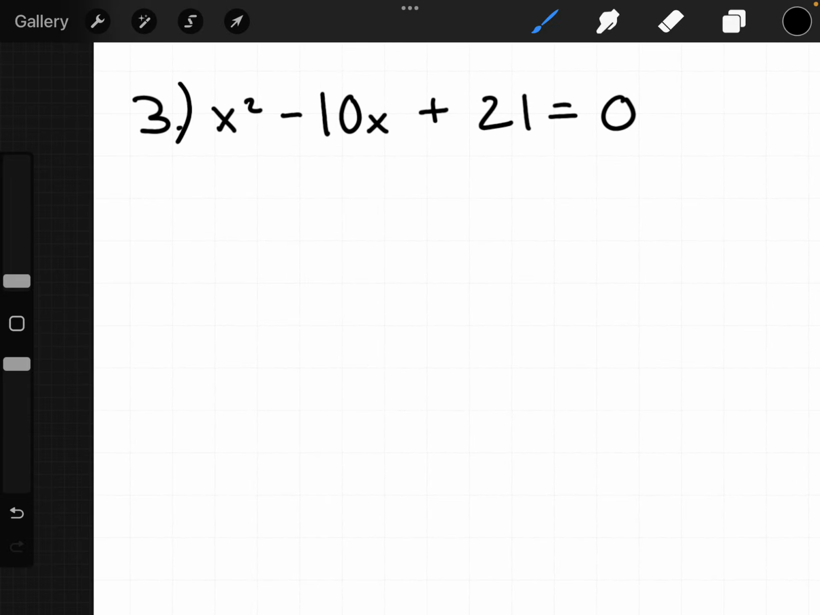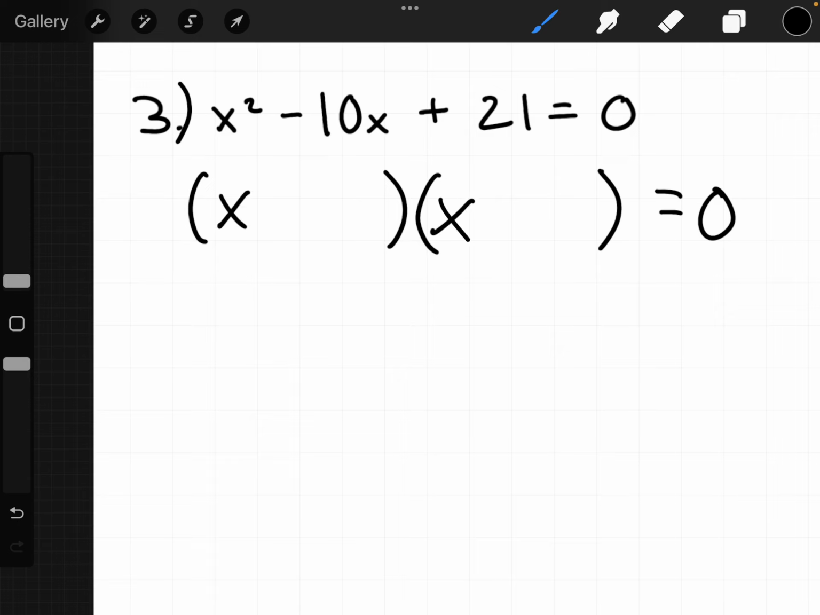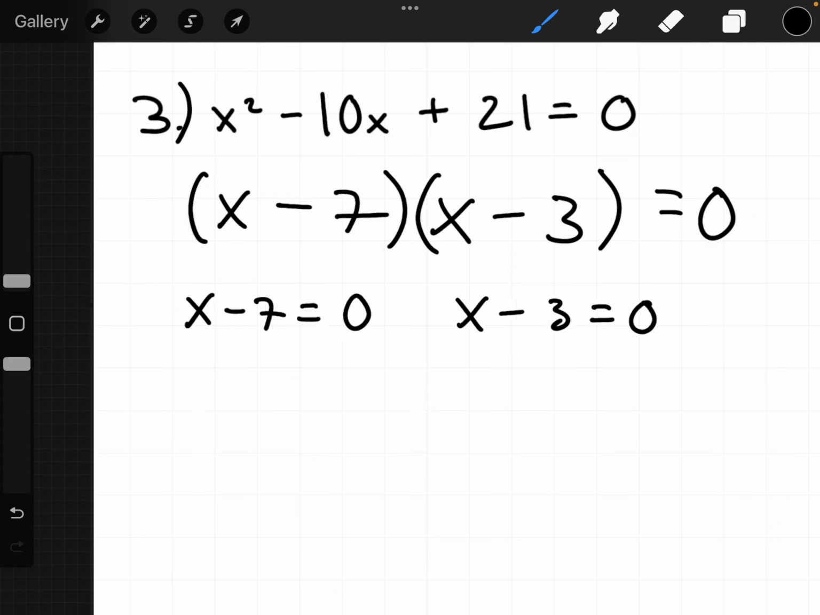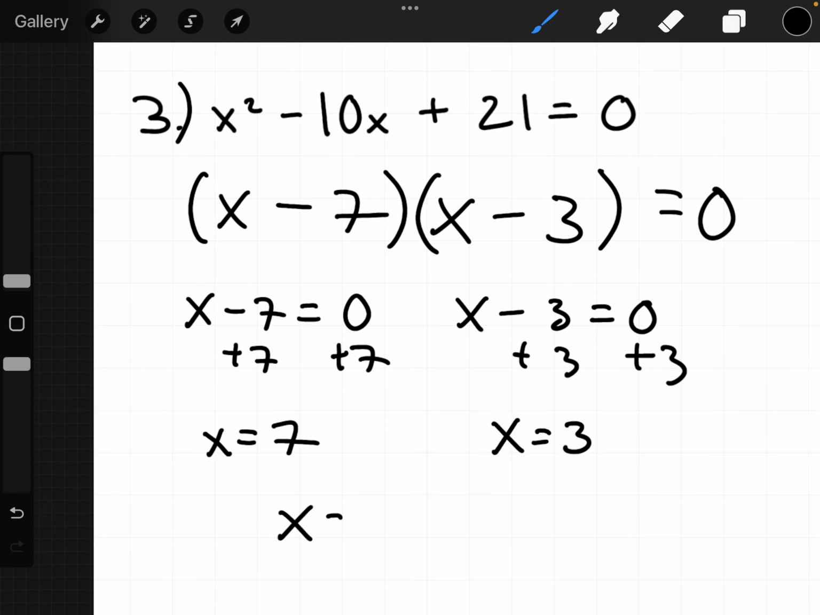Now for example 3, when we have 3 terms, we're going to factor like normal with 2 sets of parentheses. We're going to write our x on both sides. Now we have to factor with minus 7 and minus 3. Now we can set each of these equal to 0. Add 7 on both sides, x equals 7. Add 3 on both sides, x equals 3. So x equals 3 and 7.